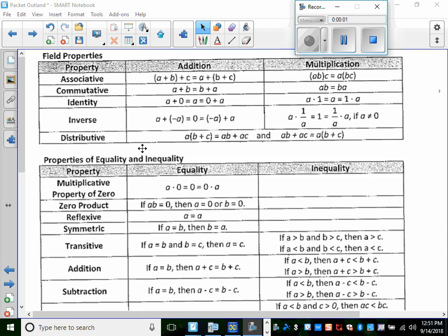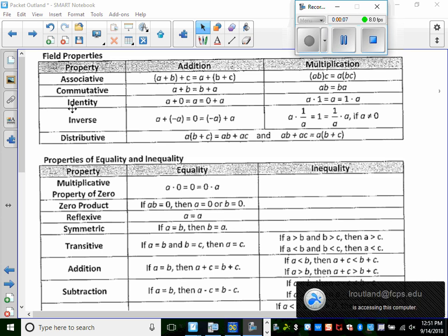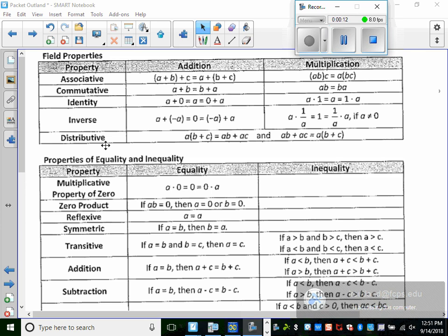So on page 1, you'll see a list of properties, and the top part of this you're probably already familiar with, because I'm assuming everyone has covered associative and commutative and identity and inverse and distributive properties. So for these properties at the top, up to inverse, you'll have addition and multiplication.